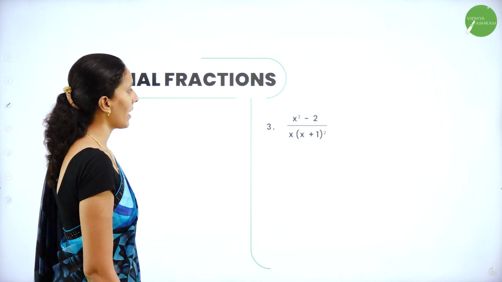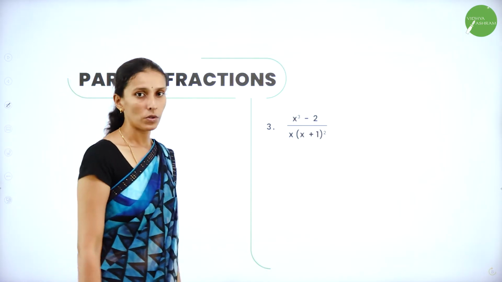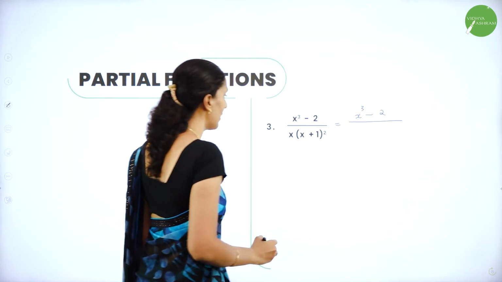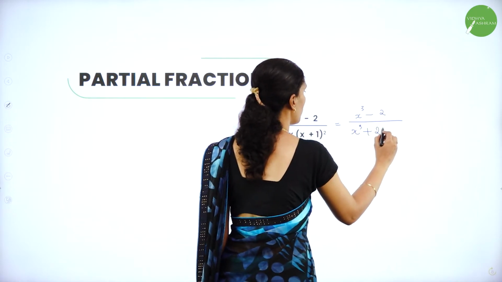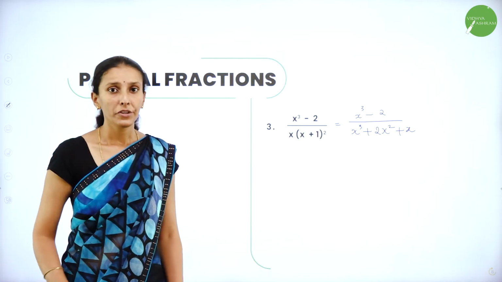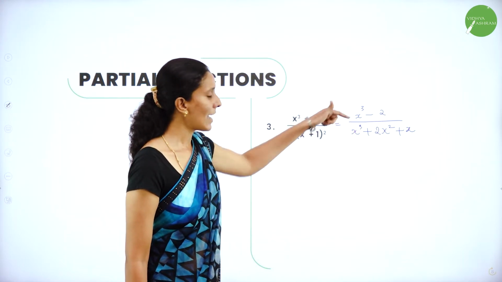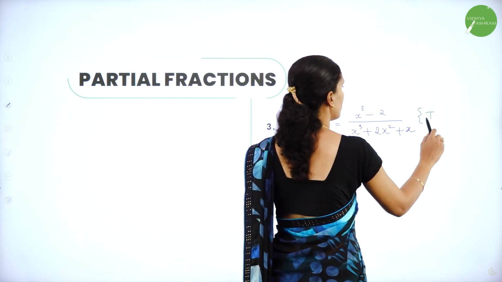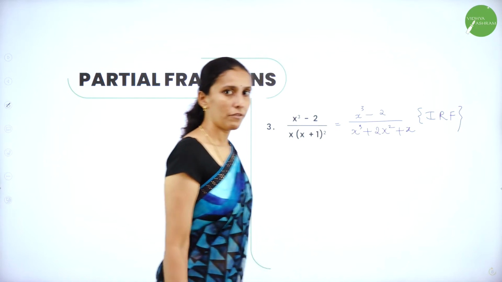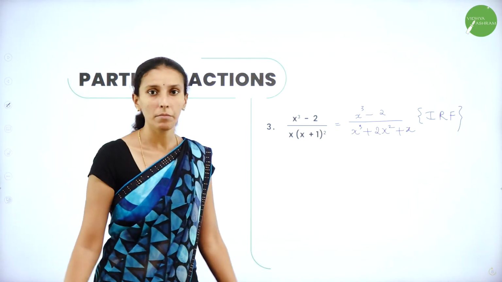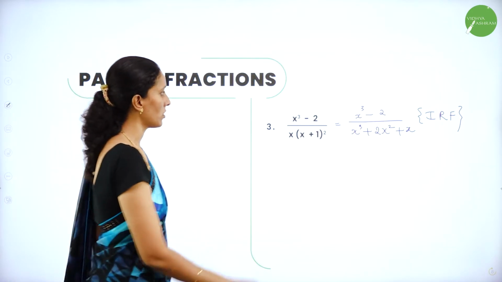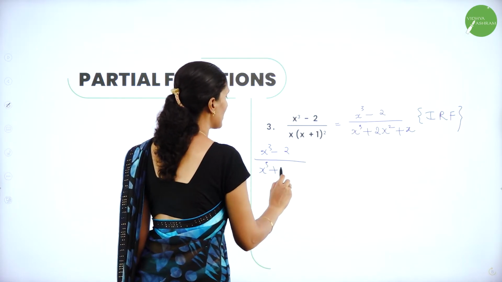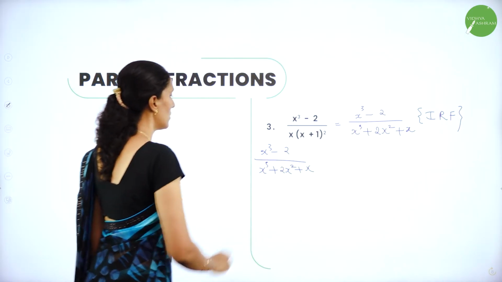Next we have (x cube minus 2) by (x plus 1) whole square. So this is nothing but (x cube minus 2) whole divided by (x cube plus 2x square plus x). So you can see here the degree of the numerator as well as the denominator is the same. That means it is an improper rational function. Therefore, first we have to convert it as a sum of polynomial and proper rational function. So let me convert this, x cube minus 2 over x cube plus 2x square plus x. So we'll divide it now.